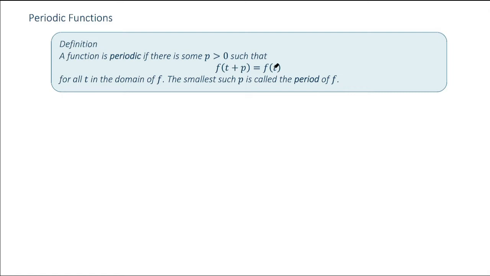It repeats itself. And the smallest such number p, the smallest number that works here, we call the period of the function. Because our trigonometric functions are defined based on the points on a circle, and we're just rotating around the circle, since the rotations around the circle clearly repeat themselves, our trigonometric functions will also repeat themselves. And so our trigonometric functions are all periodic functions.